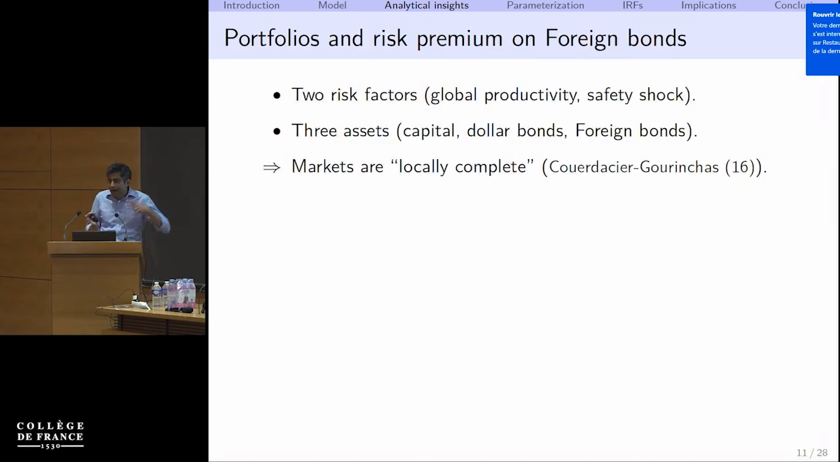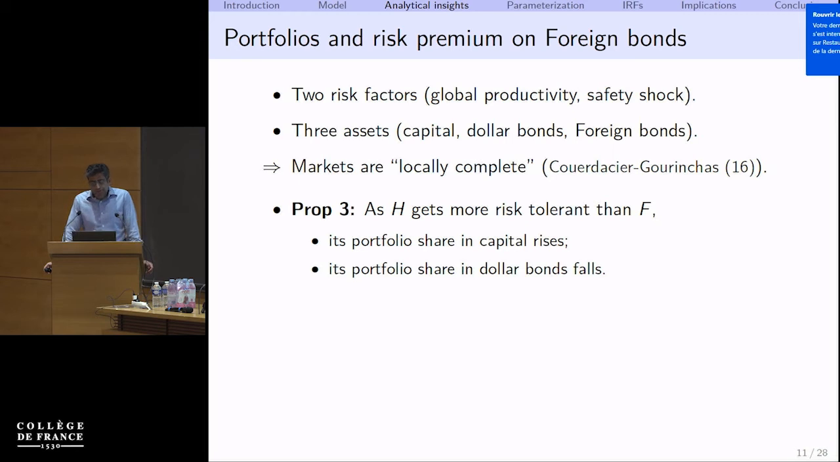Now, turning from the macro effects to the implications for portfolios and risk premia, I want to think about ex ante, what are the implications for the beta of the dollar and for international risk sharing. In this environment, by construction, we have two shocks, global productivity and the flight to safety. And we have three assets, capital, dollar bonds, and foreign bonds. And so to use the language of Cole and Obstfeld, markets are locally complete. And so we can use our nice Backus-Smith condition and kind of ask what portfolios would implement efficient risk sharing. And that's what we do.